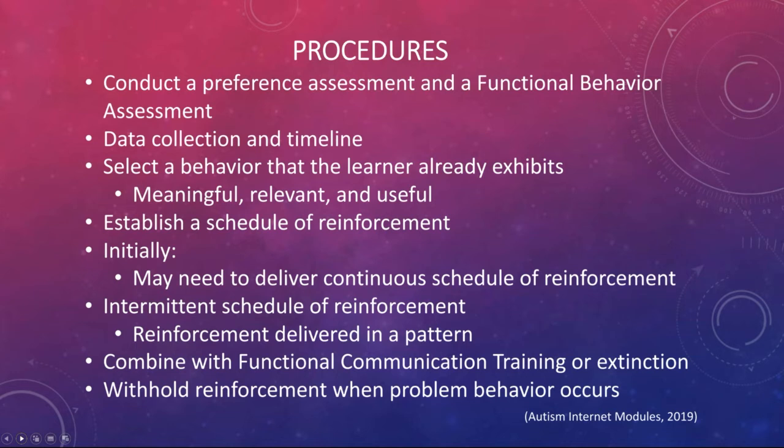Establish a schedule of reinforcement, and usually at the beginning it's going to have to be continuous, but then as the intervention goes along, you can develop an intermittent schedule. For example, every 3 minutes or every 3 occurrences. It can be combined with functional communication training or extinction, and the idea is to withhold reinforcement when problem behaviors occur.